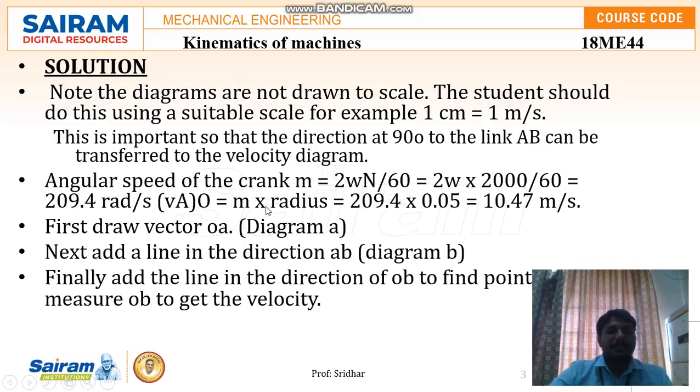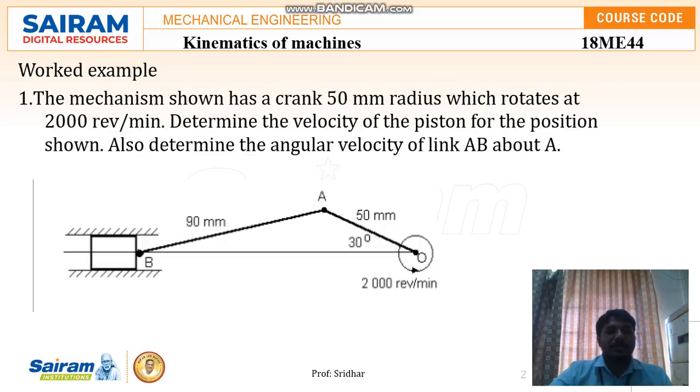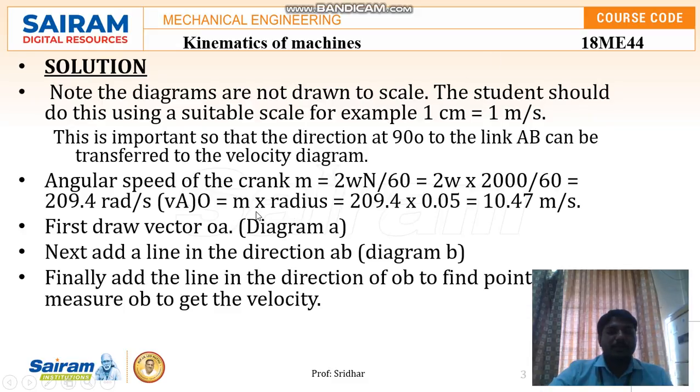Now the velocity at that point is ω times the radius. The radius OA is 0.05, since the 50 mm radius has been converted into meters. So the crank velocity is 209.4 times 0.05, which gives 10.47 meters per second. So we got the angular speed of 209.4 and the crank radius velocity of 10.47 meters per second.